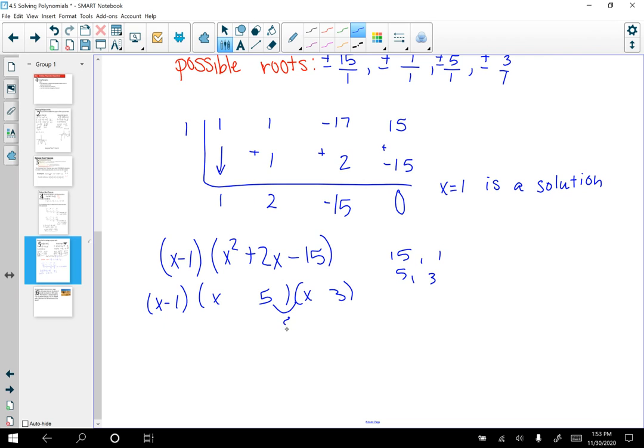Now anyway, with 5x and 3x, I can get to 2x. Yes, if I have 5x minus 3x gives me 2x. So I'm going to have a positive 5 and minus 3. All right, now these, remember, are set equal to 0. So I'm going to go ahead and set each term equal to 0.